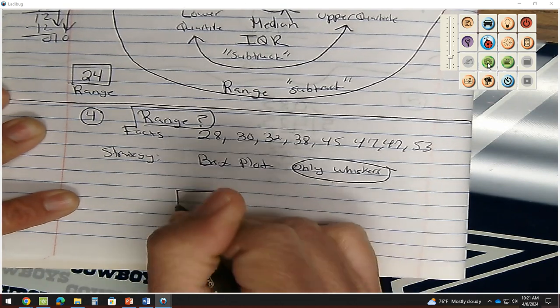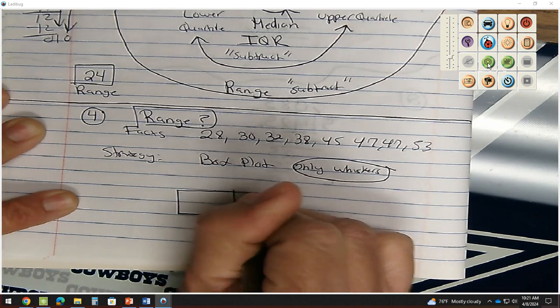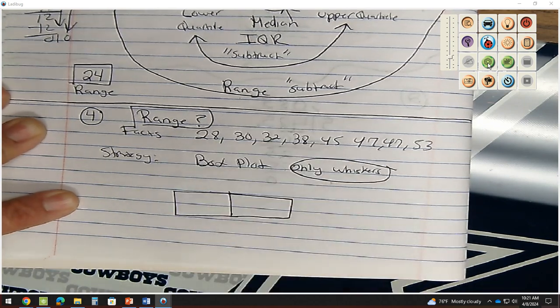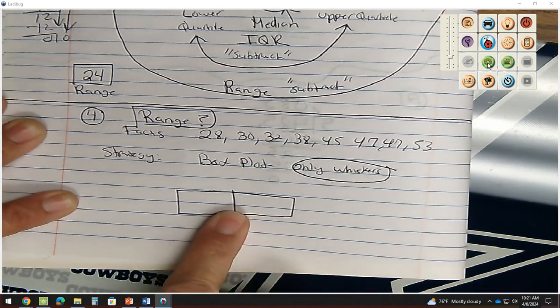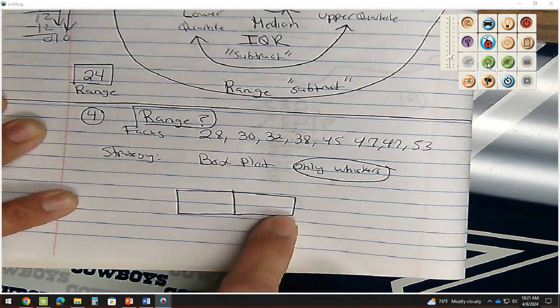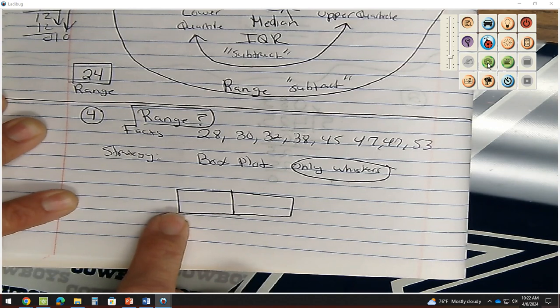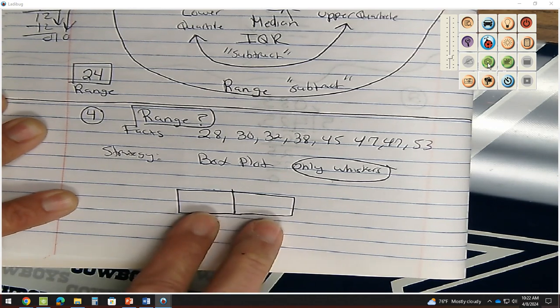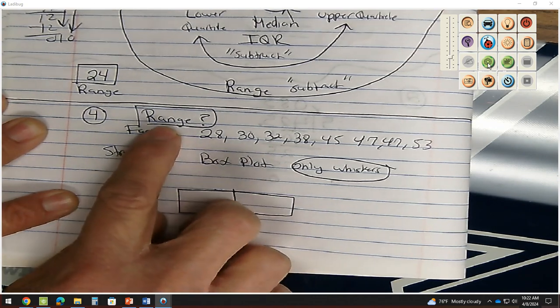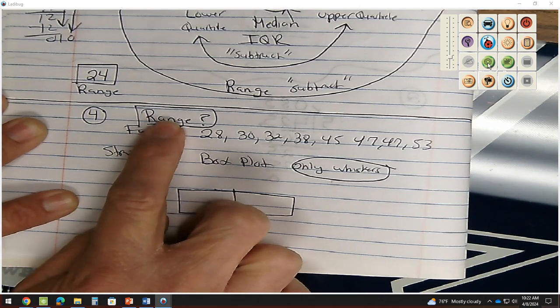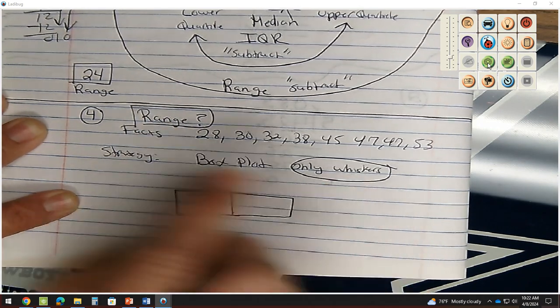I don't care about the lower quartile. I don't care about the median. And I don't care about the upper quartile. Listen again. Median, I do not care about him. Upper quartile, I don't care about him. Lower quartile, I do not care about him. Why? Because they're just asking for who? Range. And when they're asking for only range, I care about the whiskers.